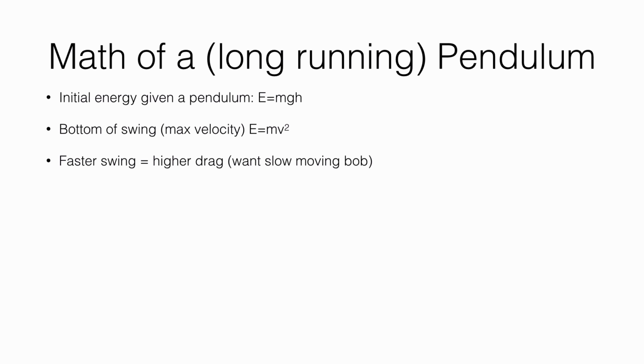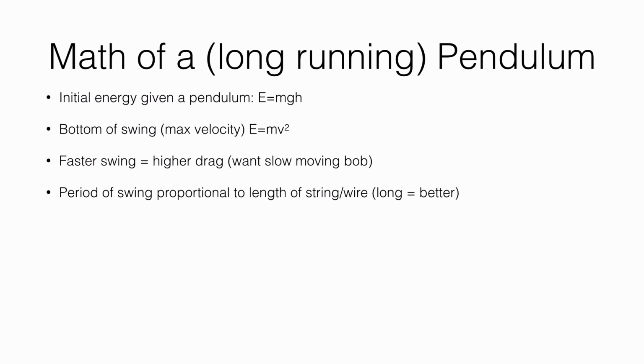So we really want the bob to be moving slowly. Now the period of the swing is proportional to the length of the wire. Well, if we give it a longer string or a longer wire, that's going to swing slowly, which means it's going to be moving with a slow velocity, giving a slower drag.